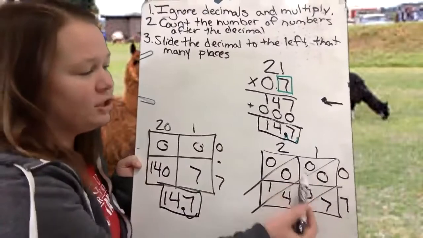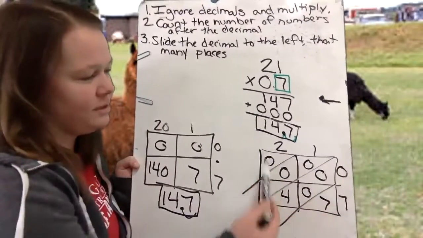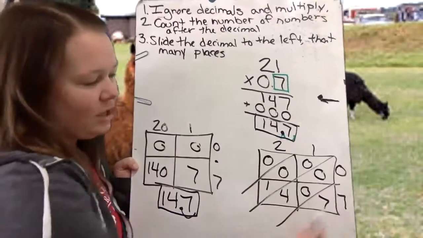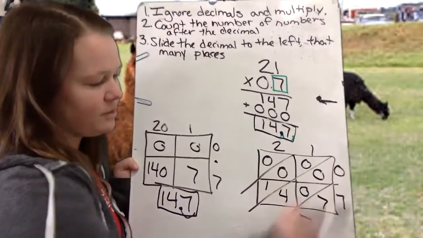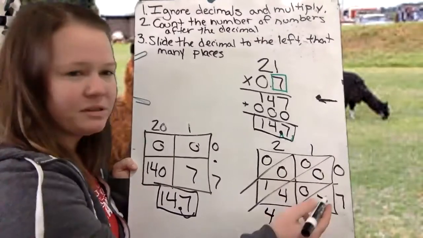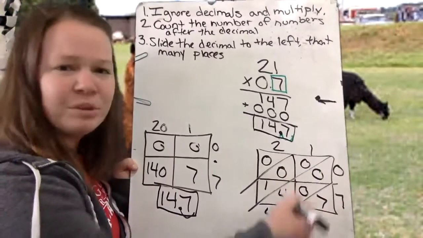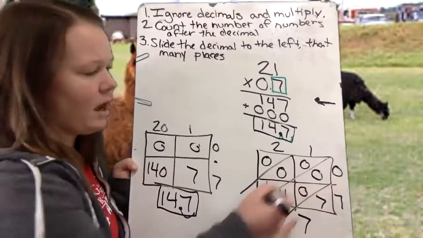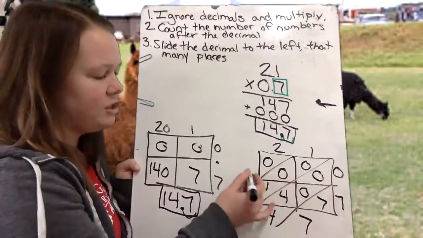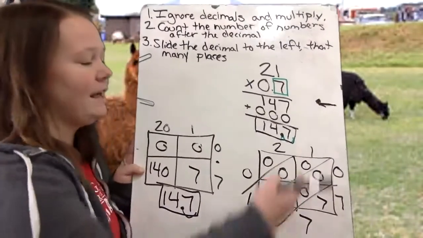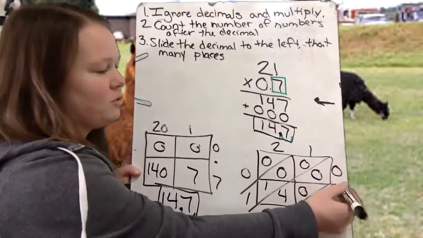So again, 0 times 1 is 0. 2 times 0 is 0. 1 times 7 is 7. And 2 times 7 is 14. You add up your columns. So 7 plus 0 is 7. 4 plus 0 is 4, and 1 plus 0 is 1, and 0 plus 0 is 0. So we have 0, 1, 4, and 7. Again, how many numbers are after that decimal, which is here?